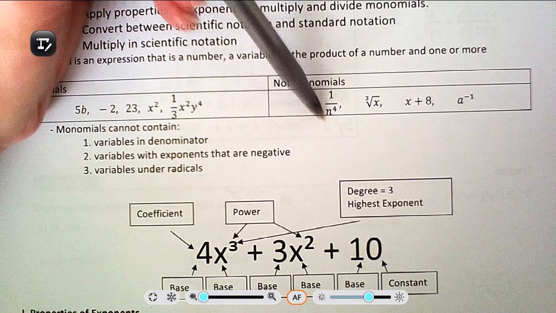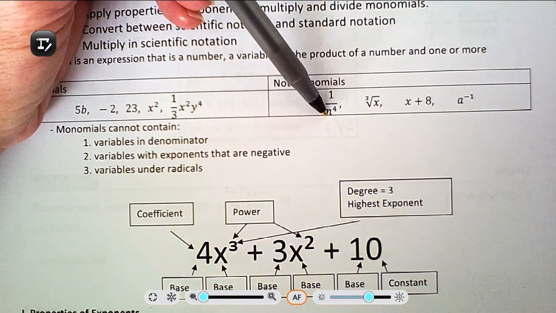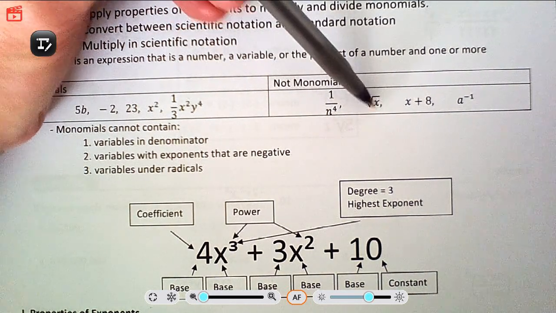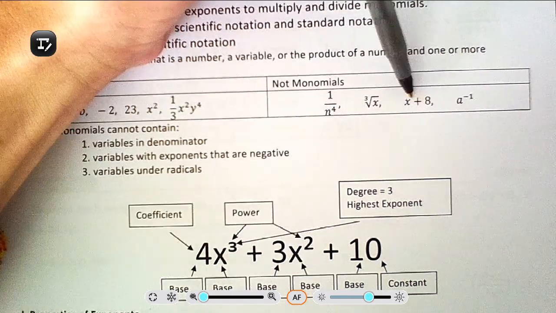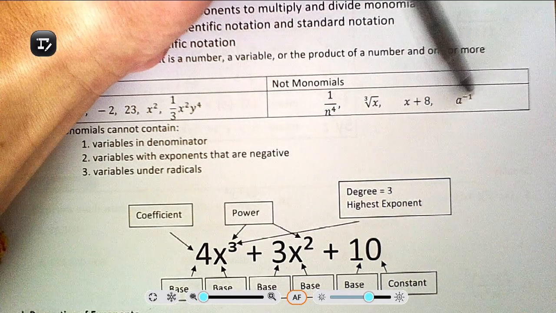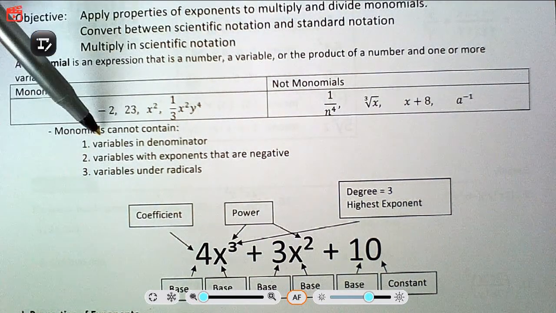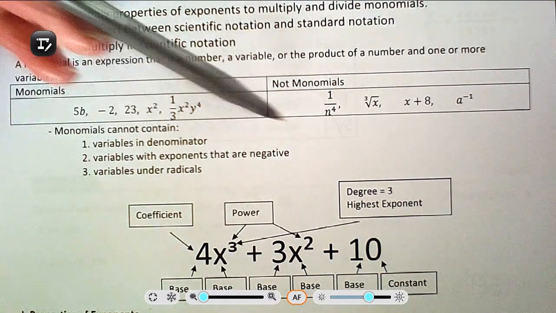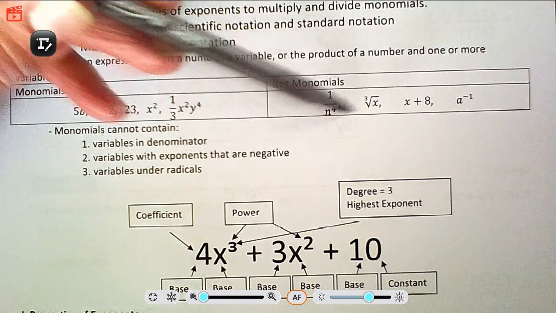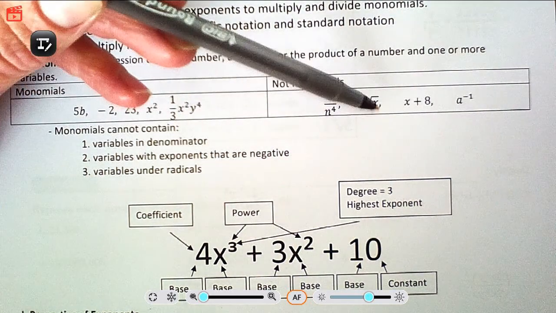These are not monomials, though. When you divide by a variable, when you're square rooting or cube rooting or doing any rooting, when you have two terms, when you have a variable to a negative power. So monomials cannot contain variables in the denominator, variables with exponents that are negative, or variables under radicals.